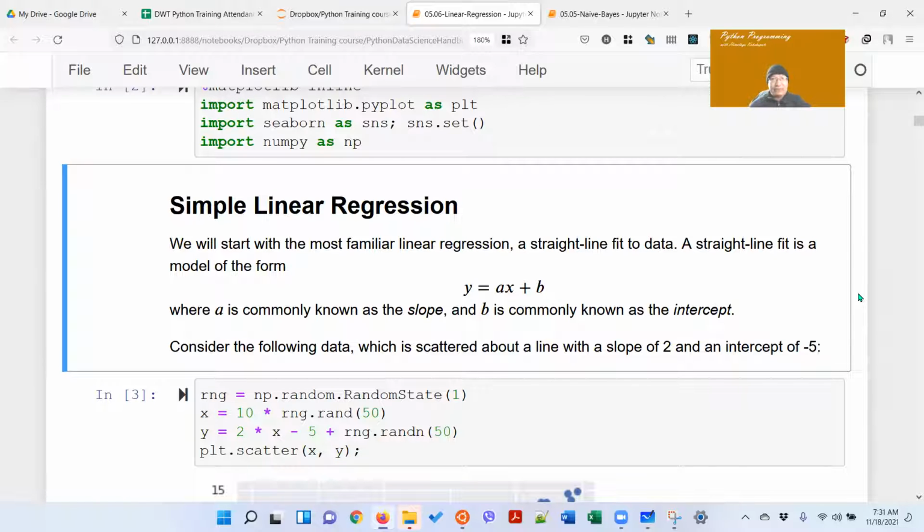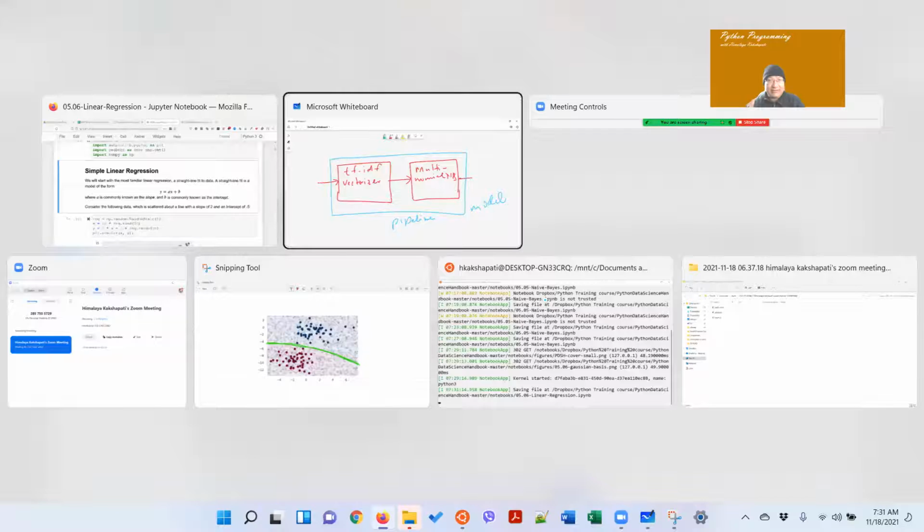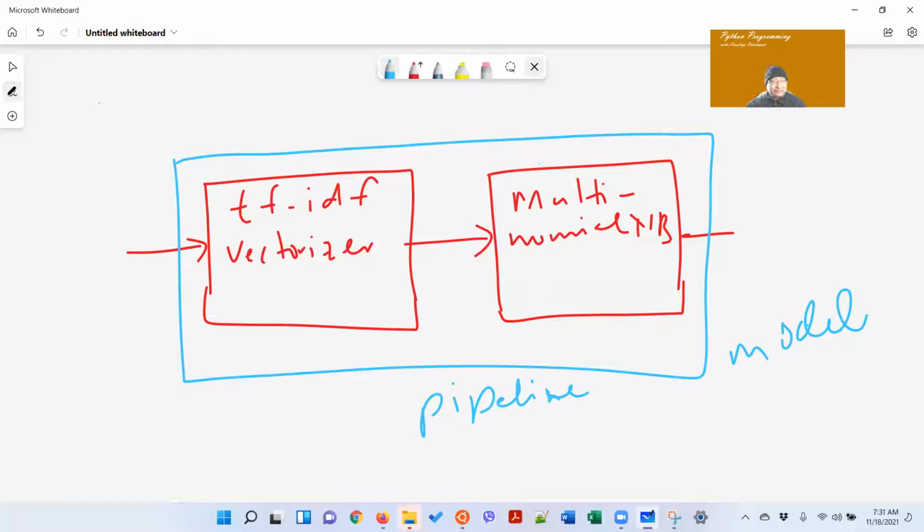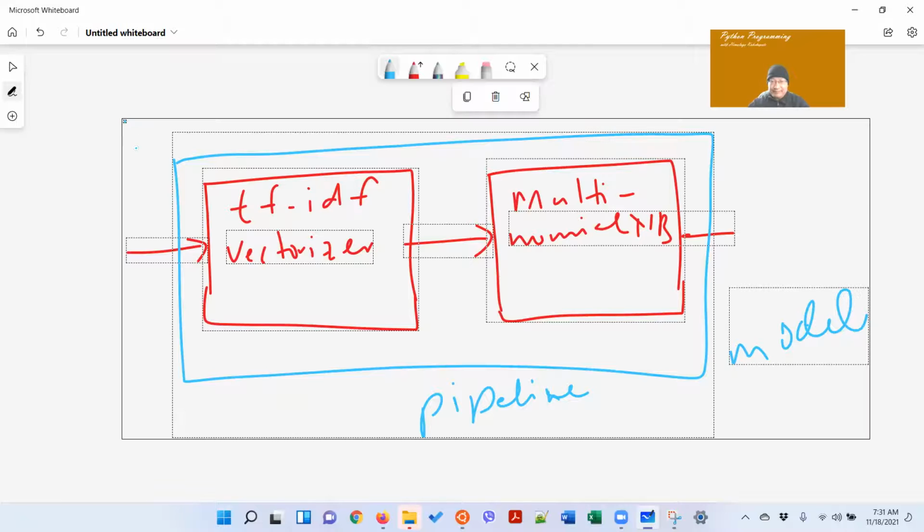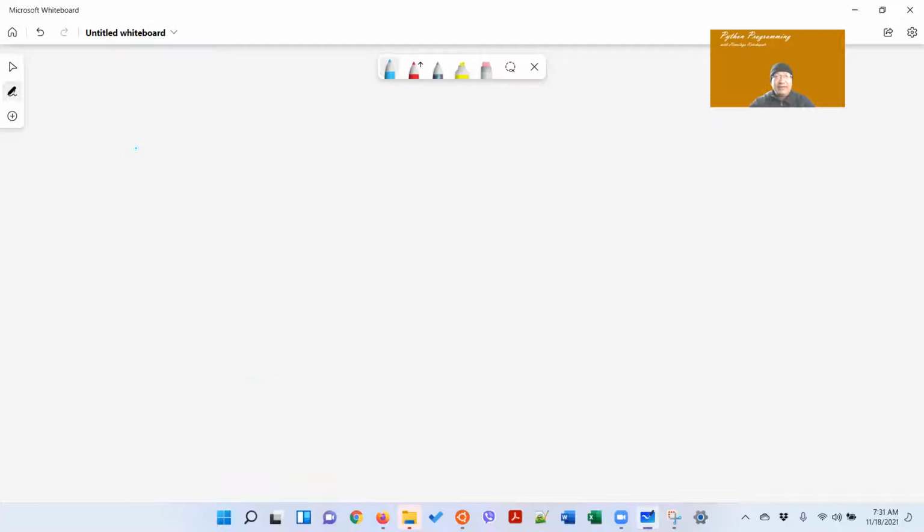So you need to know your concepts. Linear regression: y equals mx plus b. As we have done a lot of times, right? Let me erase this. Okay, so linear regression.